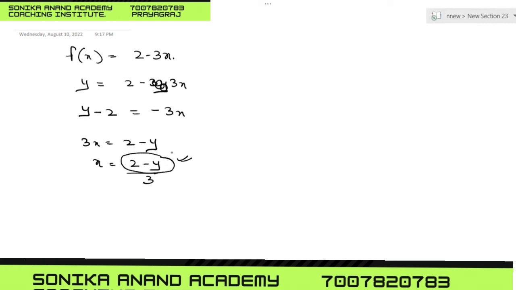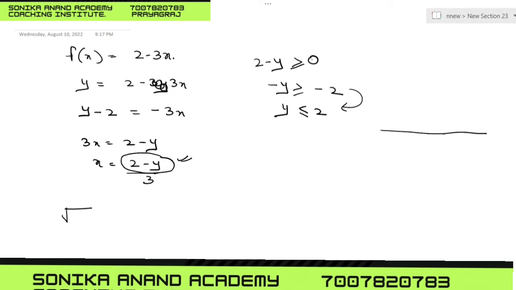Now there's no under root, so we will take 2 minus y must be greater than 0. Clear? Whenever we have under root, then we write greater than or equal to 0. So minus y is greater than or equal to minus 2. Now we have to change this, so both the signs are cancelled and the sign gets reversed. Now the value of y must be less than or equal to 2.